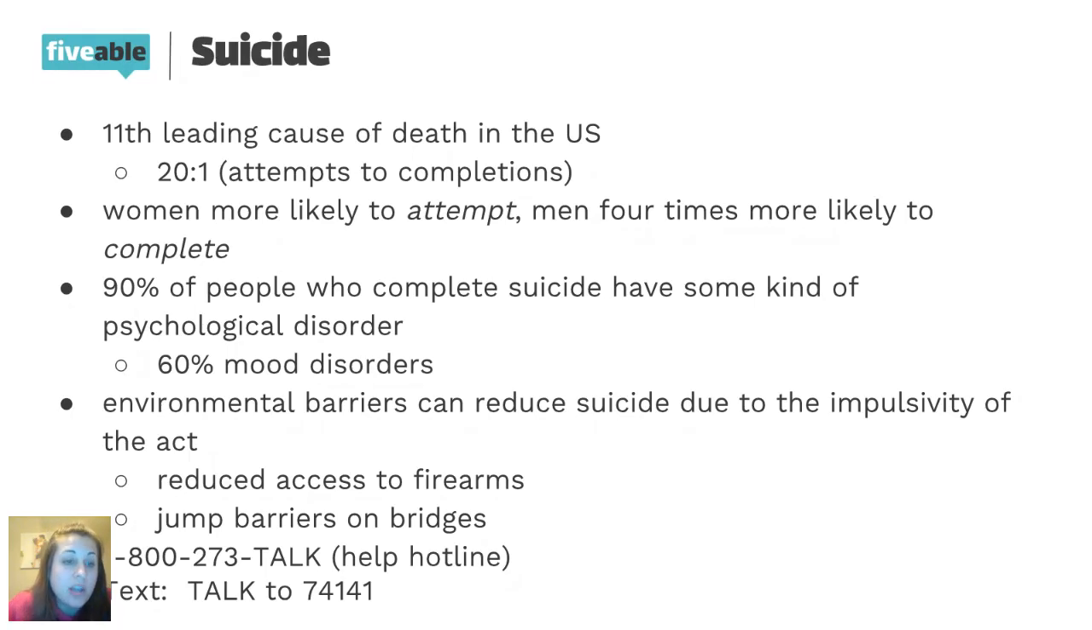We also know that we can help prevent suicide by using environmental barriers: reducing access to firearms, so keeping them locked away where young people can't access them, and putting barriers on bridges. Things that can reduce the impulsive act of suicide have been proven successful. And then on there, I did put there's 2 different methods.